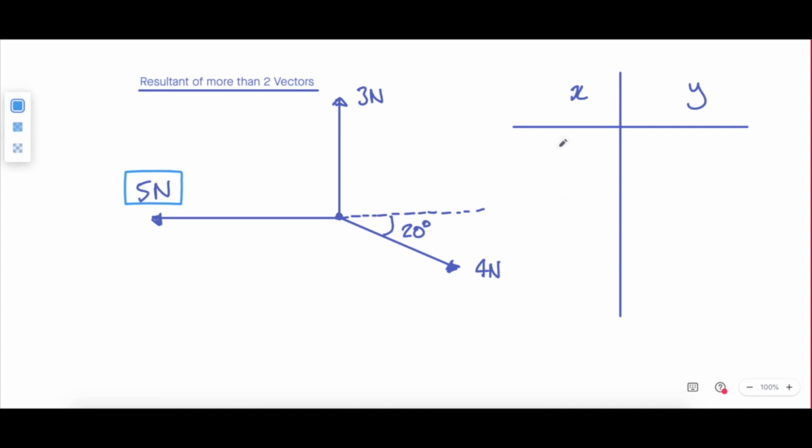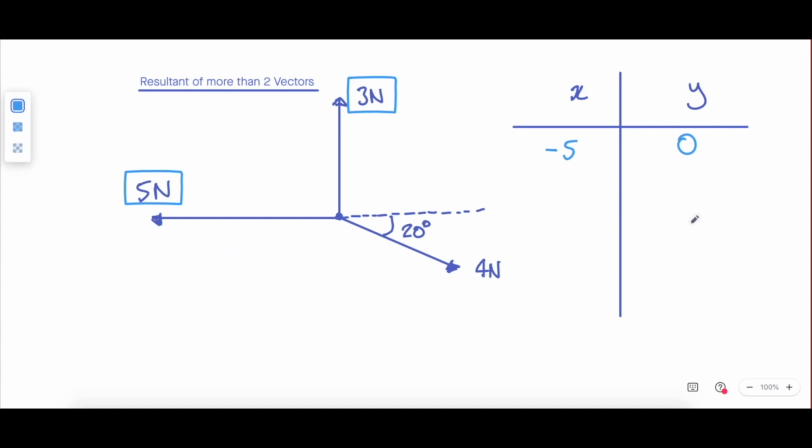So horizontally, that's going to the left by 5. Usually you take the right hand side to be positive. So if we do it that way, that means the 5 newtons will be negative, to the left. So this would be minus 5. In the y direction, because this is completely horizontal, the y component of this force is 0 because it's going completely to the left. Now let's look at the 3 Newton one.